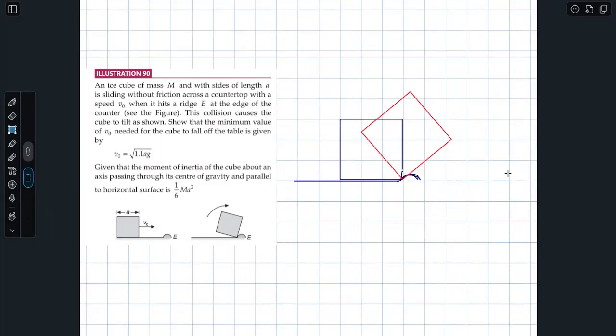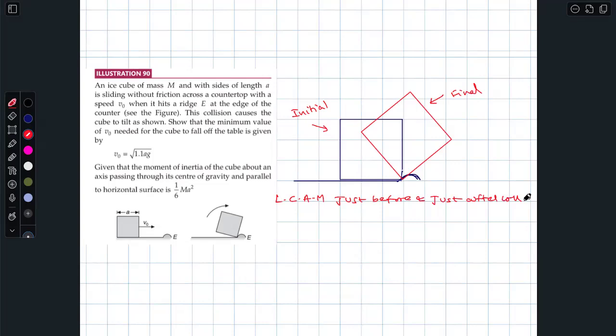Okay? Now what is happening over here? This is initial and this is say final. So now what I am applying is law of conservation of angular momentum just before and just after collision.